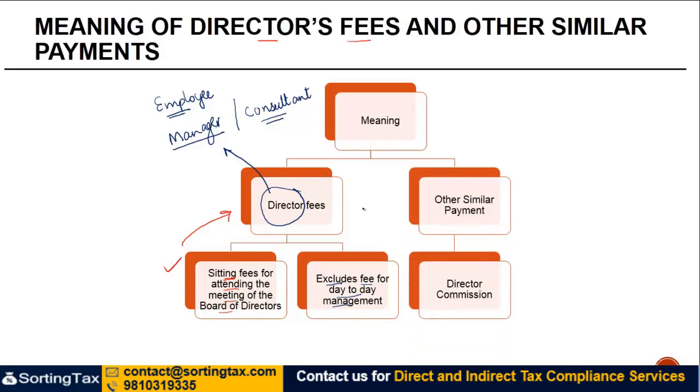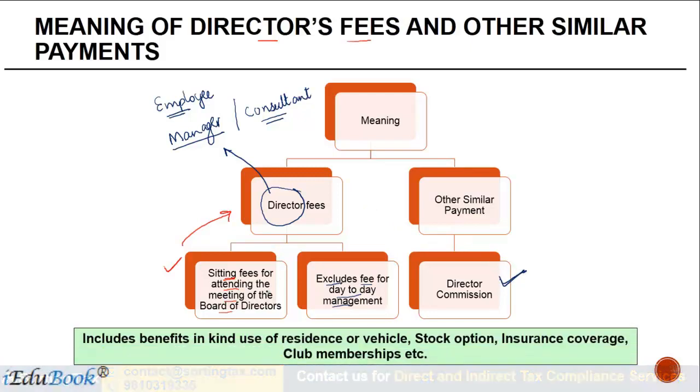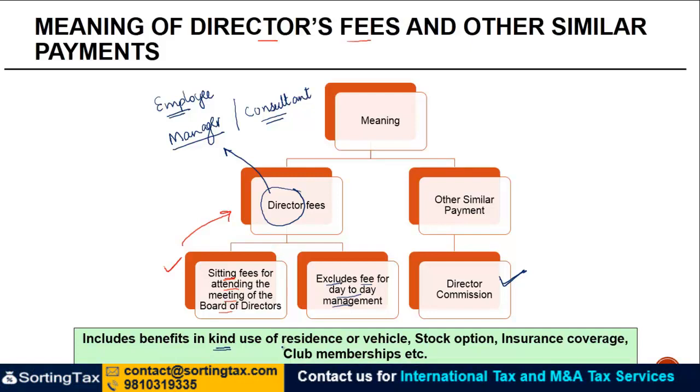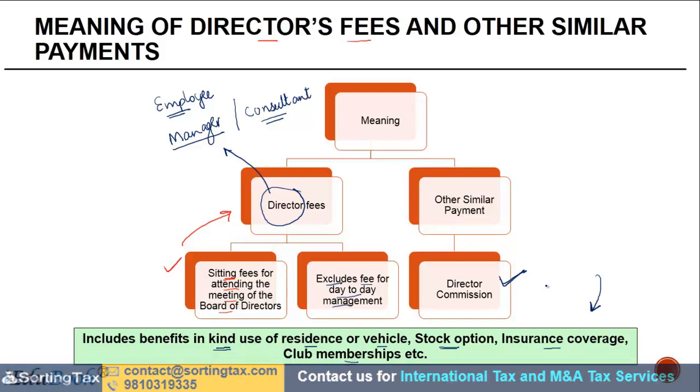What will other similar payments include? It may include something like a director's commission, and it will also include benefits in kind, like use of a residence or a vehicle which might be provided to the director, any stock options which might be available to him, right? Insurance coverage, club membership, etc. At the cost of repetition, again, I would like to point out over here that all these benefits should be given to him because he is serving in his capacity as a member of board of directors of the company.